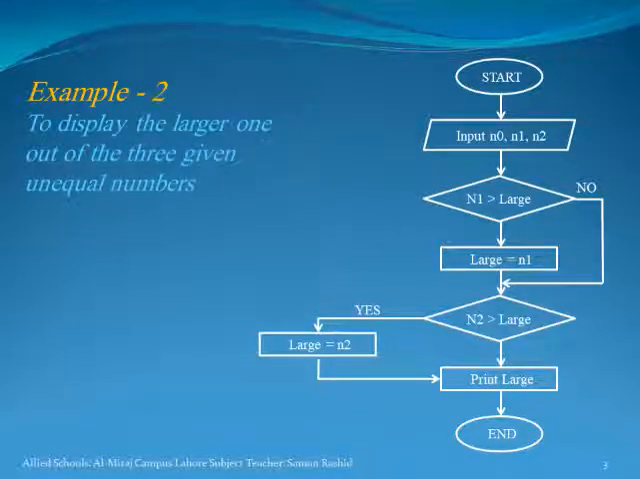Next example of flowchart. In this example, we have to display the larger number out of 3 given unequal numbers. Same as in the previous example, we shall use a start symbol to start the flowchart. Now we shall get 3 unequal numbers as input. The program shall make a decision to select the larger number from the 3 given numbers as input. Here, the program will compare the numbers one by one.